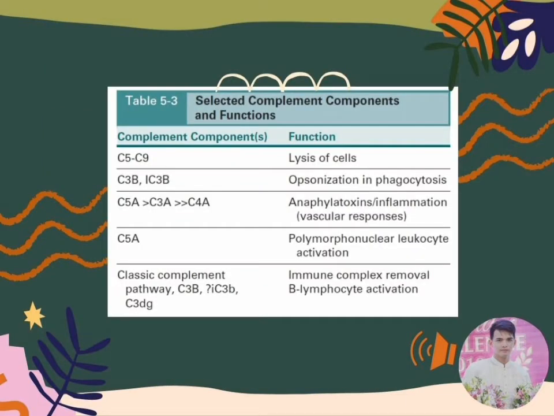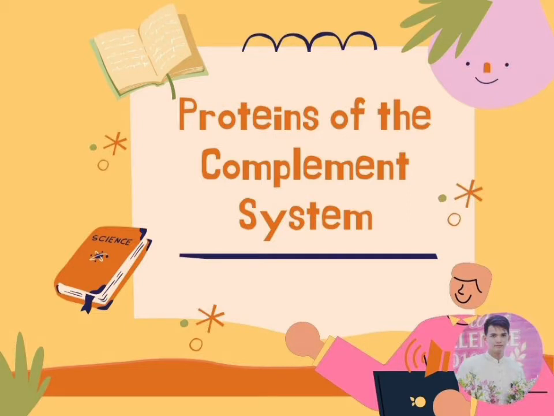With what's mentioned earlier, this table just shows selected complement components together with their biological functions, such as the opsonization of phagocytosis in C3b and iC3b and lysis of cells in C5 to C9, and so on and so forth, with C5a and the classical pathway components. At this juncture, let us proceed to the discussion of each main serum protein of the complement system with their respective biological and immunologic functions.